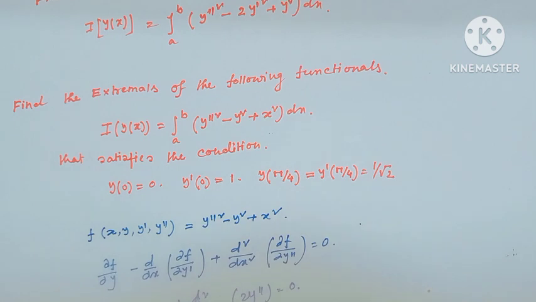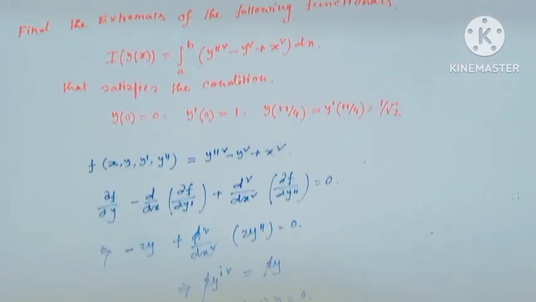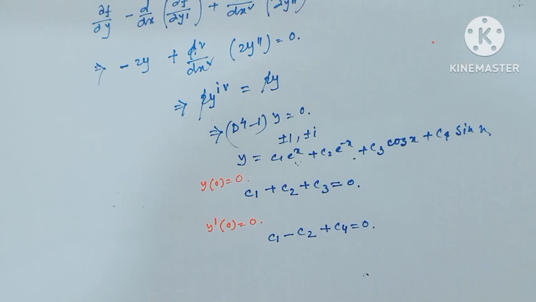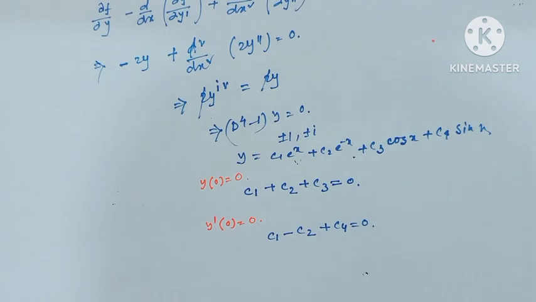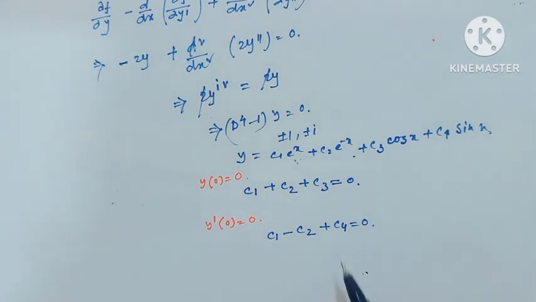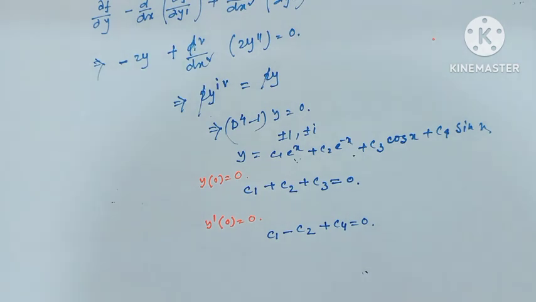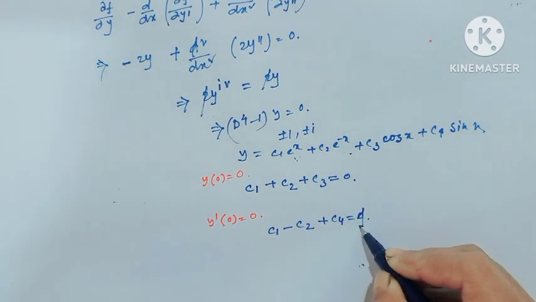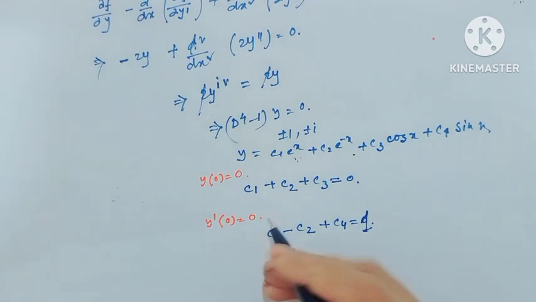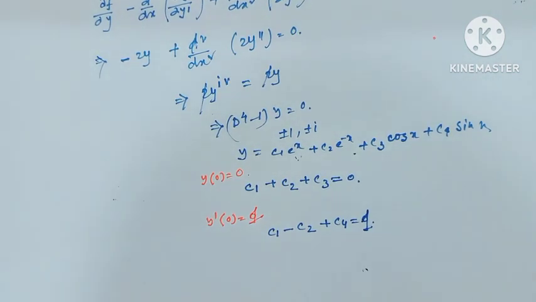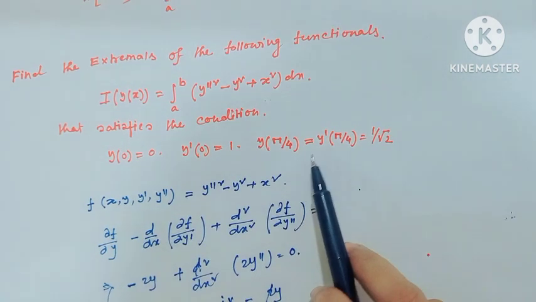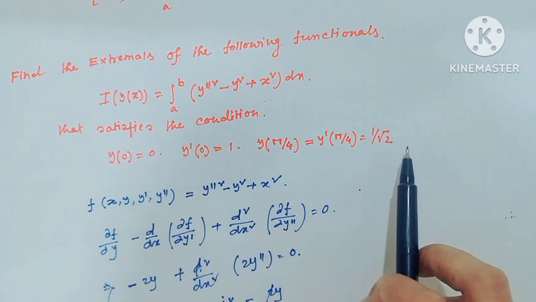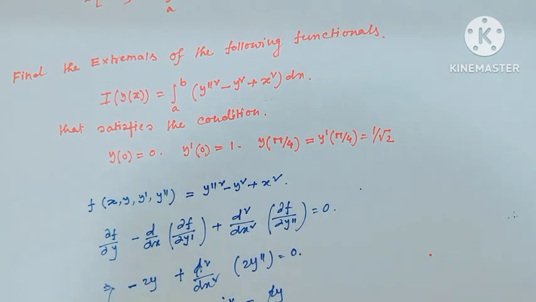Now notice the initial conditions. Apply y(0) equal to 0, the first initial condition. That implies c1 plus c2 plus c3 equal to 0. And y prime(0) equal to, sorry, here not 0, here 1, that implies c1 minus c2 plus c4 equal to 1. Third initial condition: y(pi/4) equal to y prime(pi/4) equal to 1 over square root of 2.